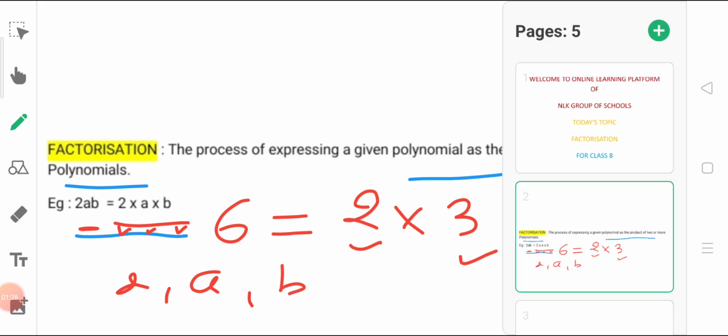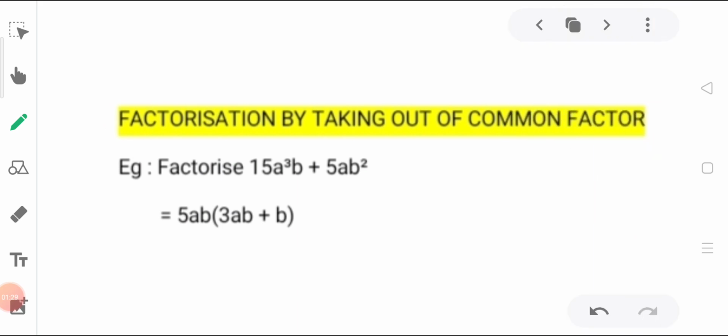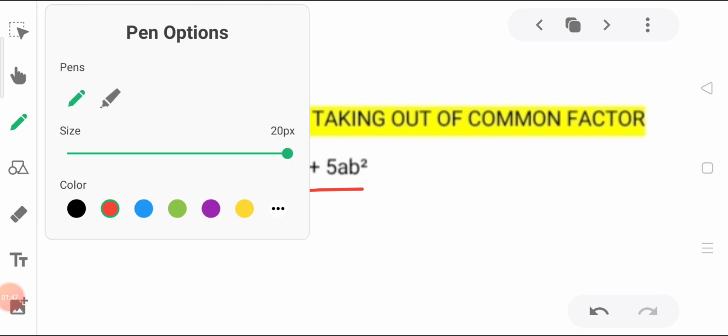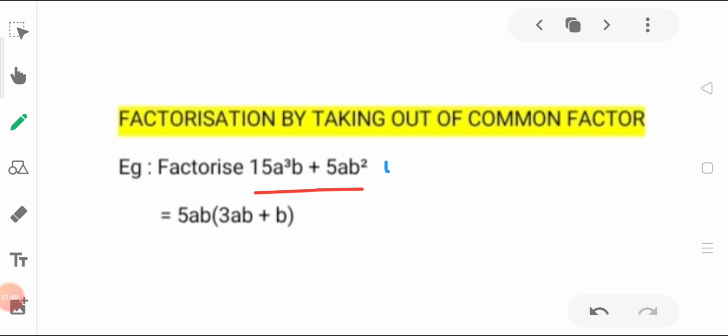Next, factorization by taking out the common factor. How can we do factorization of binomial or trinomial expressions? Suppose the example given is 15a square b and 15ab square, and we have to do factorization of this. Then what do we have to take?